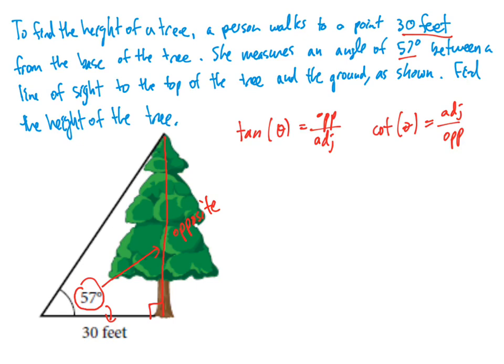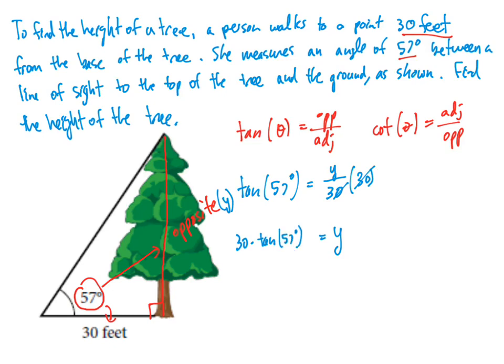Okay, so remember, inside the trig function always goes the angle. All right, the opposite side is what we're trying to find. I'll just call it y here. And then the adjacent side is 30 feet. So multiplying both sides by 30 isolates the y, so we get 30 times tangent of 57 degrees.